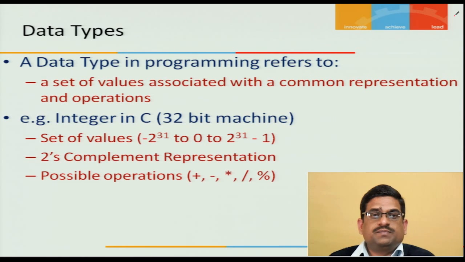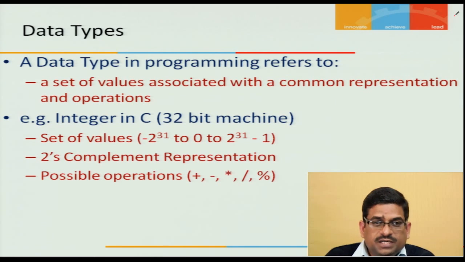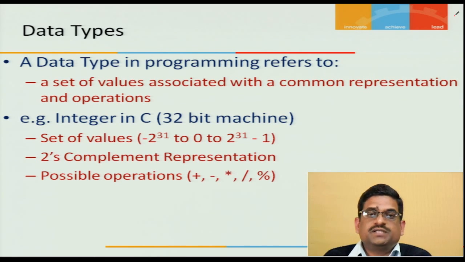If you write a program, let's say you want to add two numbers, or do some arithmetic operation on two numbers, you have to represent those numbers. So you are representing any number in a particular data type. Essentially, a data type is a set of values associated with a common representation and operations.